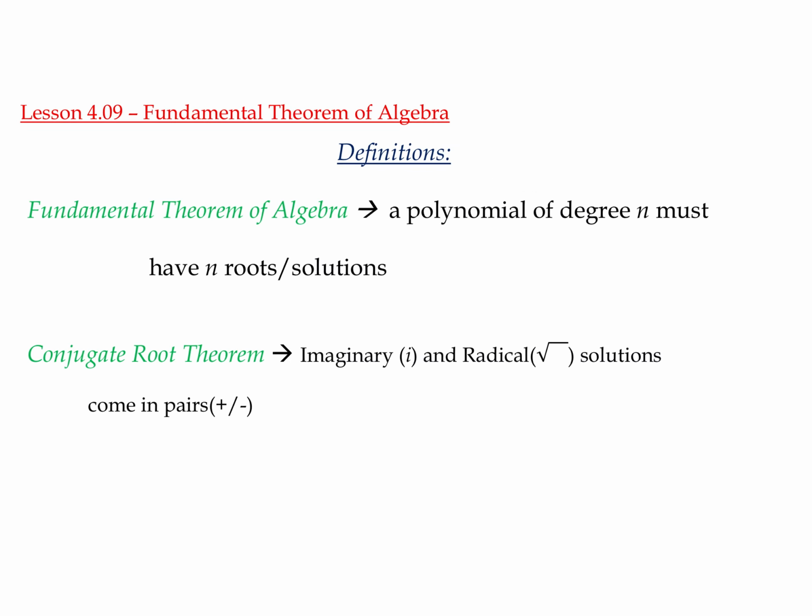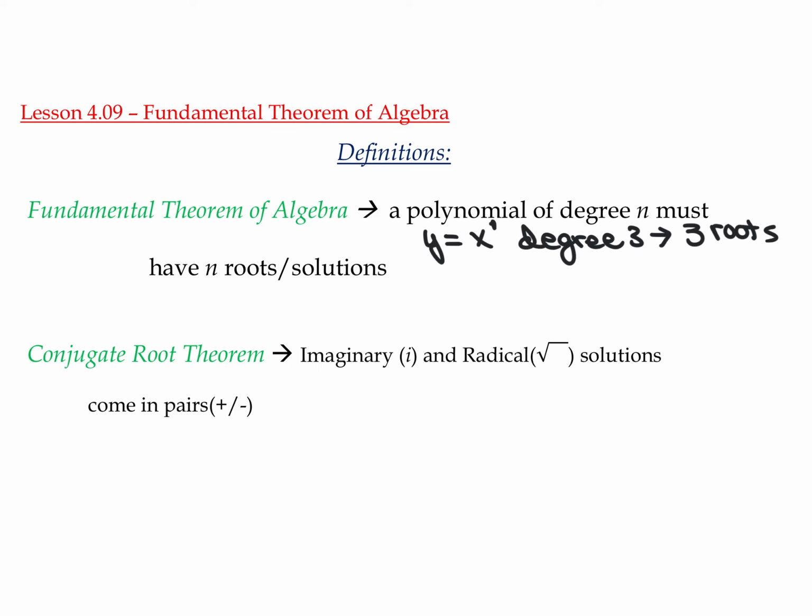All right, let's dive into the fundamental theorem of algebra. The definition is that a polynomial of degree n must have n roots or solutions. What this means is if I have a polynomial equation, y is equal to x, I look at the degree of this particular function is 3, which means that this is going to have 3 roots or solutions.